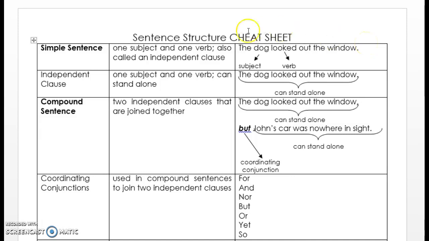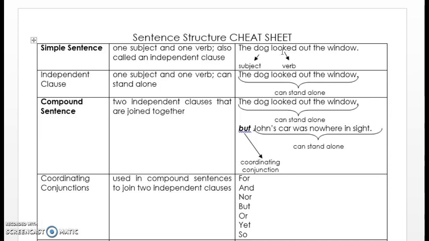Now if we look, follow my mouse, the dog looked out the window. This is a simple sentence. There's one subject, right? The dog is our noun, and then he is looking out the window. And that's our verb. The verb is just the action that's happening, right? You could say something like, Ms. Decker kicked the soccer ball, right? Ms. Decker is the subject. The kicking is the verb. So it's the action.